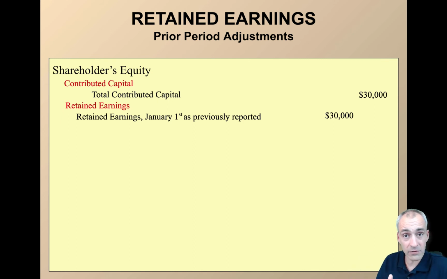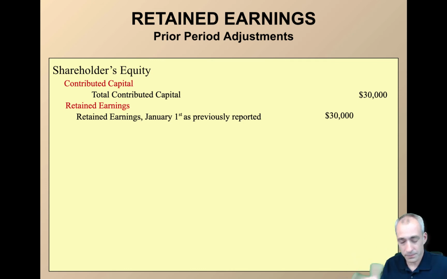It does have a tax effect, but that effect should have no impact on this year's income statement because it's a change from prior years. This year you're going to do it properly, or the new way, whatever the reason was for your adjustment. So let's say retained earnings January 1st as previously reported. This is now the old way, or the wrong amount, right? So 30,000, and those two numbers are the same.